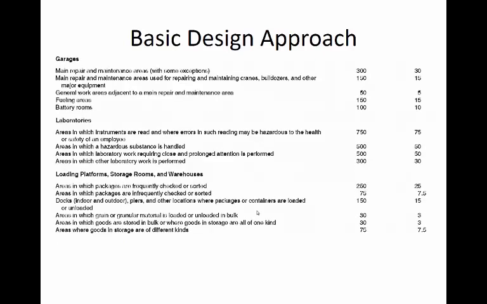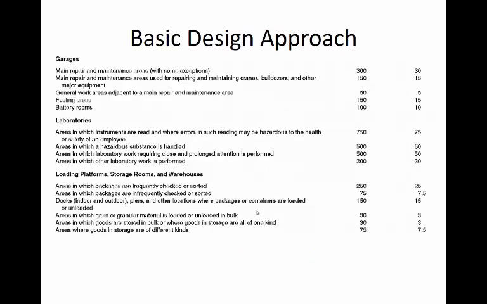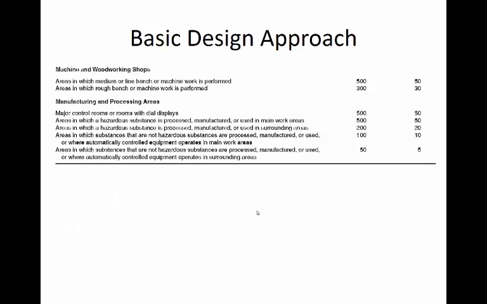Again, here are a few more. So on the first ones, we had those. Now we've got garages, labs, loading platforms, storage rooms, and warehouses. Then lastly, machine and woodworking shops. Notice that we've got a little bit more light required there. Then manufacturing and process areas as well.